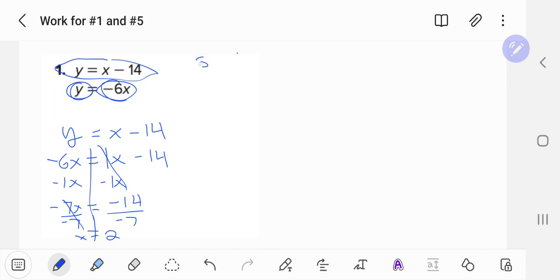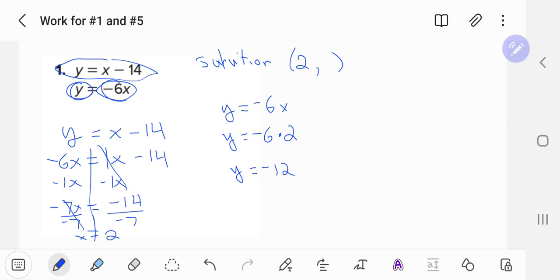Okay, so remember, our solution to a system is always a coordinate pair or an ordered pair. All right, so now we have half of that ordered pair. We have the x coordinate. We just got to find the y coordinate. So what we do is we choose either of the equations that we started with, the original equation. So I'm going to choose y equals negative 6x, and I'm going to replace what I think x is, which is 2. And then I can figure out what y is. Negative 6 times 2 is negative 12. So we think that the solution is negative 12.